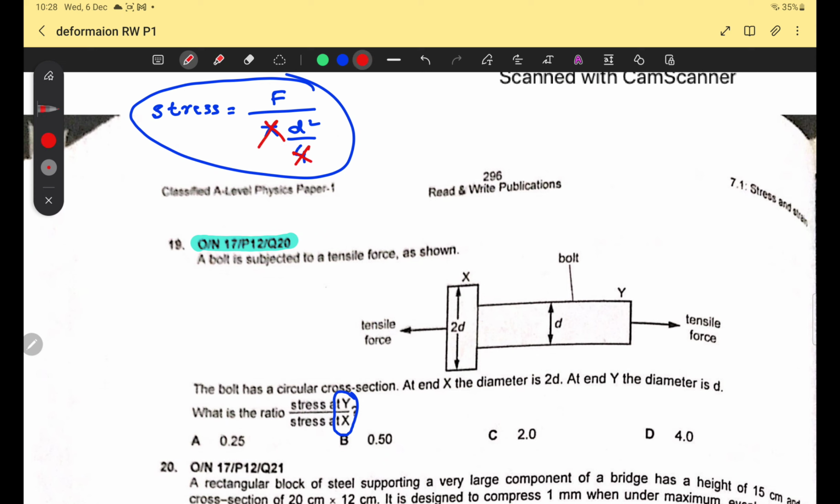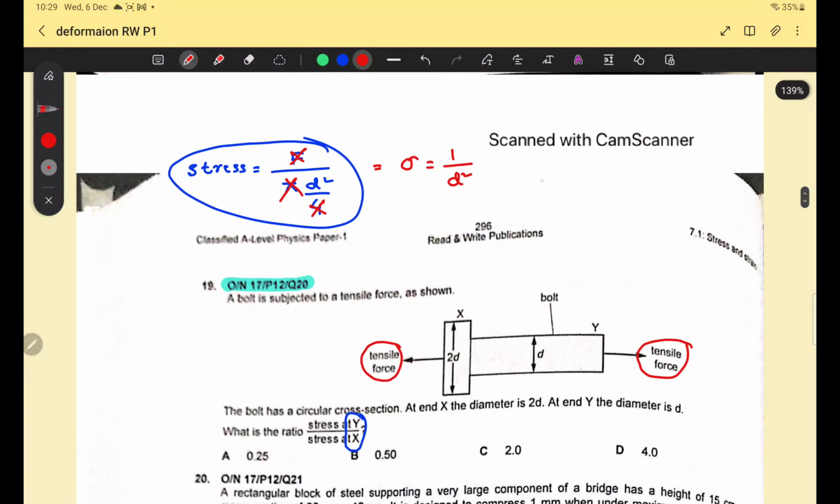Pi and 4, number 1. Number 2, same force is being applied on this object, so force should also cut. Now the equation becomes very simple: stress is equal to 1 upon d square.